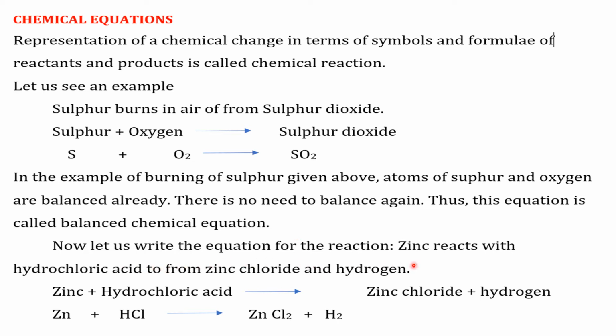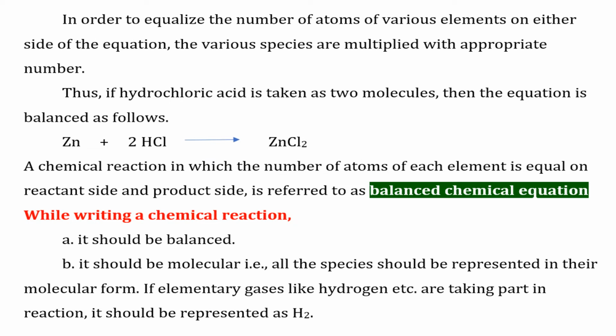Now let us write the equation for the reaction. Zinc reacts with hydrochloric acid to form zinc chloride and hydrogen. Zinc plus hydrochloric acid gives zinc chloride plus hydrogen. Here, if we write the equation for this reaction, Zn plus HCl gives ZnCl2 plus H2. So in the reaction, there is one zinc atom on the reactant side and one zinc atom on the product side, whereas one hydrogen and one chlorine atom on the reactant side and two chlorines and two hydrogen atoms on the product side. Therefore, this reaction is not balanced.